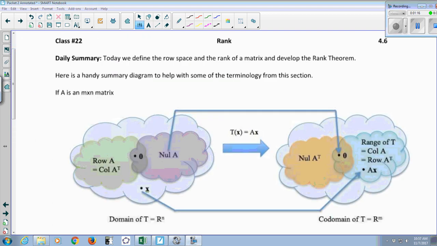Okay, so today we're going to talk about row space, the rank of a matrix, and develop the rank theorem. This is a little summary diagram to help with some of the terminology from this section.